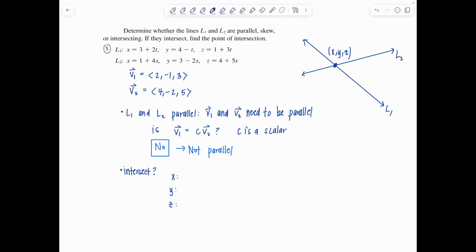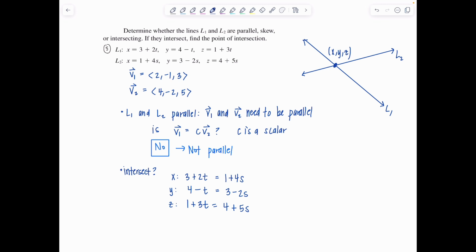So that would mean 3 plus 2t from line 1, the x coordinate, would have to equal 1 plus 4s on line 2. And then 4 minus t from line 1, the y coordinate, would have to equal 3 minus 2s on line 2. And then 1 plus 3t, now I'm setting the z coordinates equal to each other, equals 4 plus 5s.